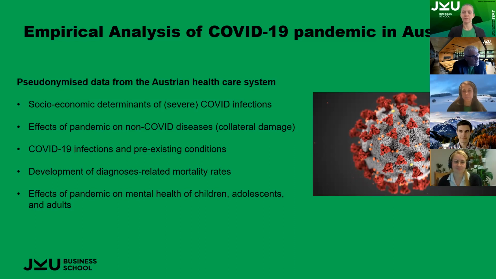And then we also want to look at the pre-existing conditions. So what are the outcomes of those who get infected based on their previous diseases? What are the diagnosis-related mortality rates? This also goes back to the collateral damage questions. And finally, we want to analyze what the pandemic impact is on the mental health of children, adolescents, and adults. You may have heard that depressions are on the rise in Austria, and that we have mental problems caused by the pandemic. These are the kinds of questions that we want to analyze empirically.